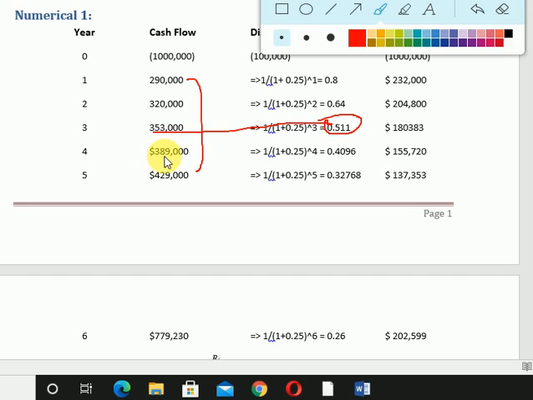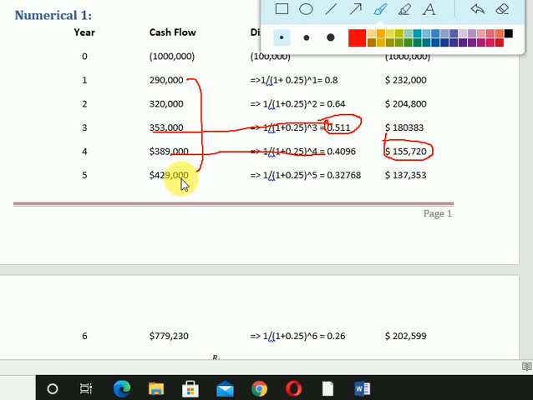After 4 years, 3,89,000 is my 4th year cash inflow, the future value. When I multiply this future value with 0.4096, that equals 1,55,720.